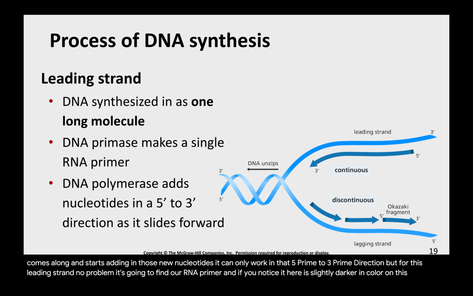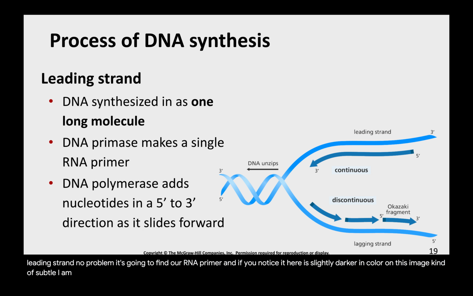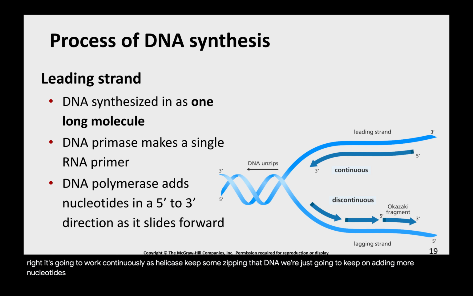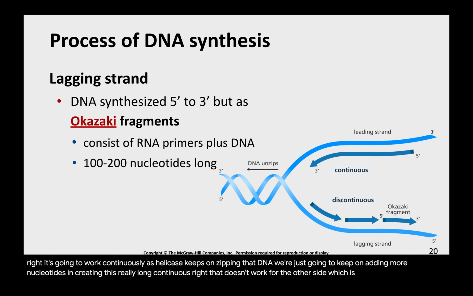If you can notice it here, it's slightly darker in color on this image. It's kind of subtle. And this primer, when it makes the new strand, is going to go in the 5' to 3' direction. Great, awesome. It's going to work continuously. As helicase keeps unzipping that DNA, we're just going to keep on adding more nucleotides and creating this really long, continuous strand.